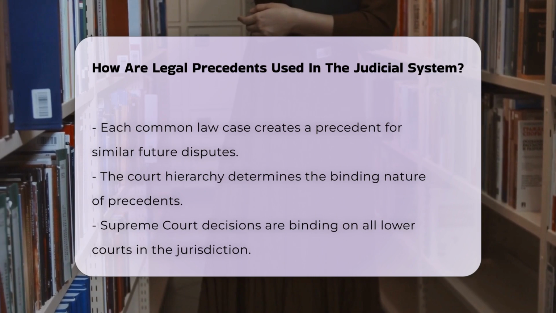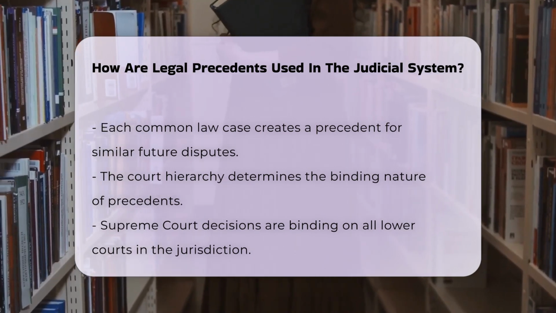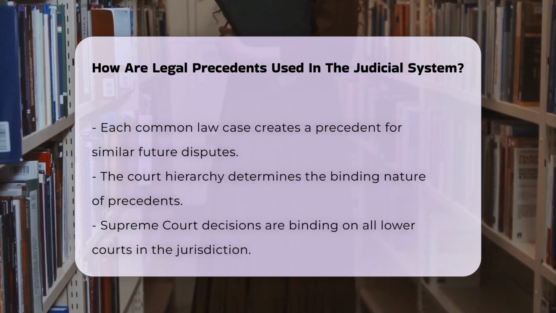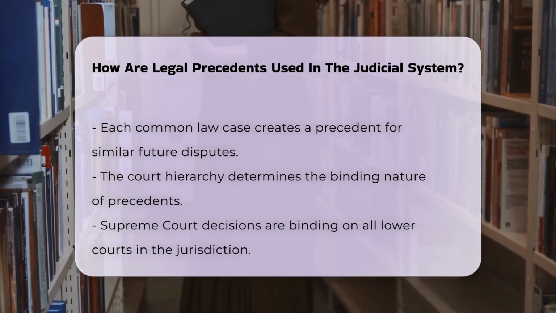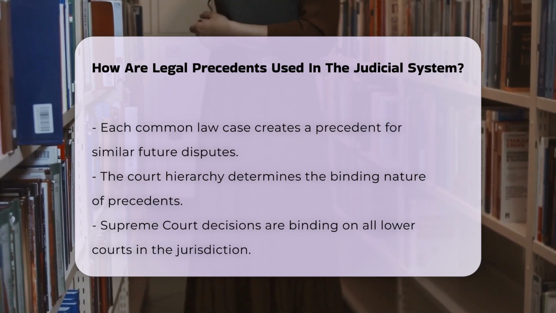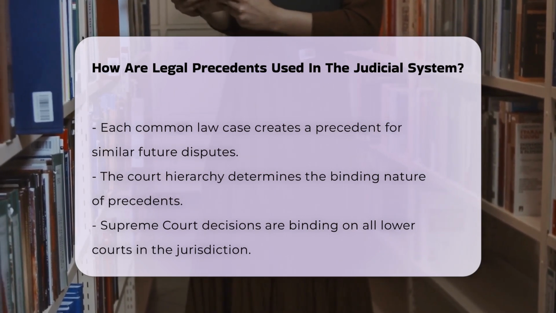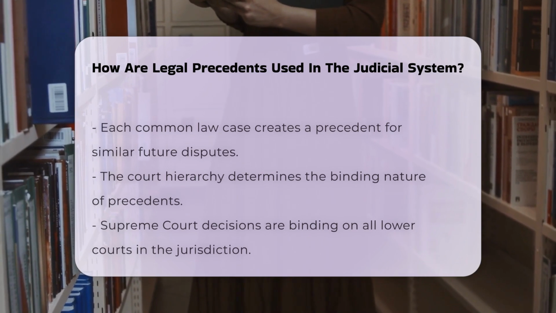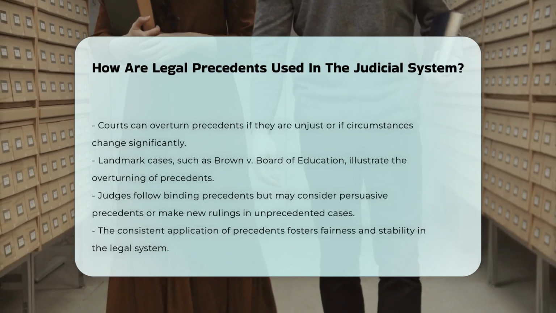Overturning precedents. While precedents are generally followed, they are not immutable. Courts may overturn previous decisions if they lead to unjust outcomes or if the circumstances have changed significantly. For example, the Supreme Court overturned the precedent set by Plessy v. Ferguson in the landmark case Brown v. Board of Education.